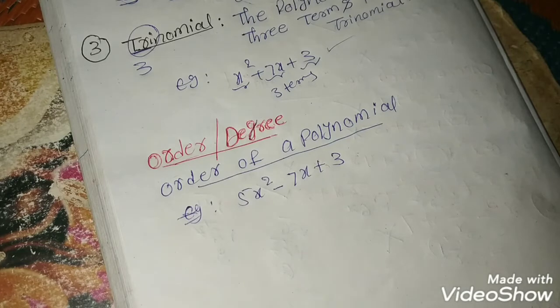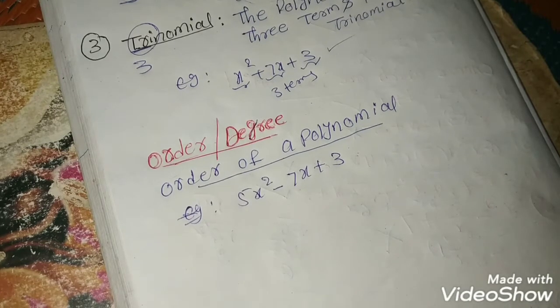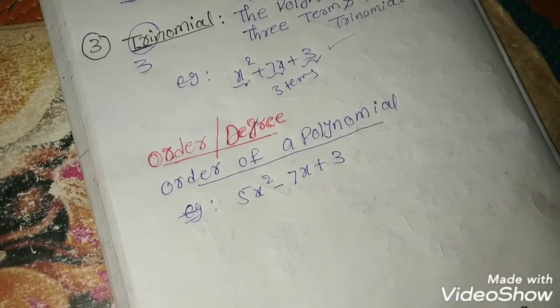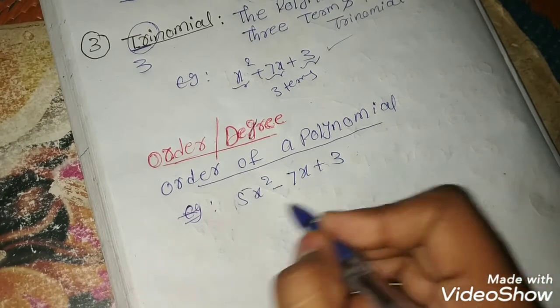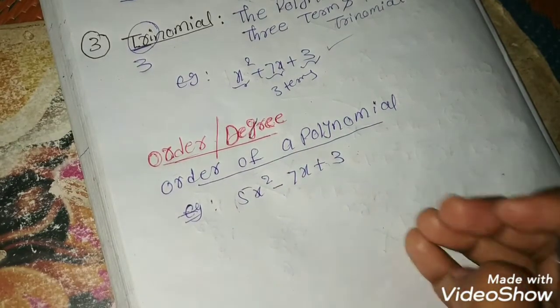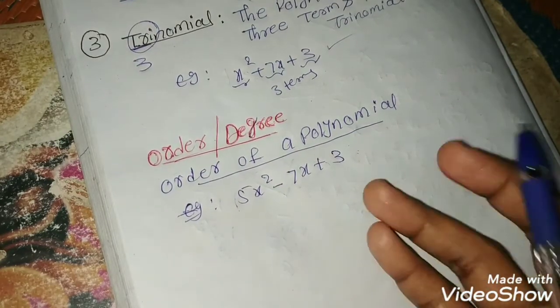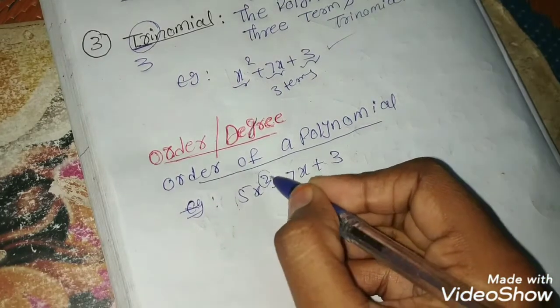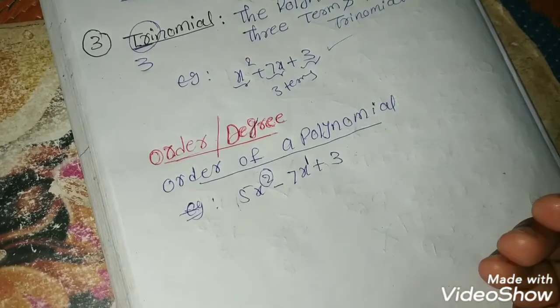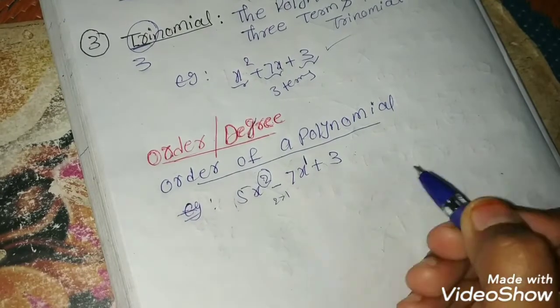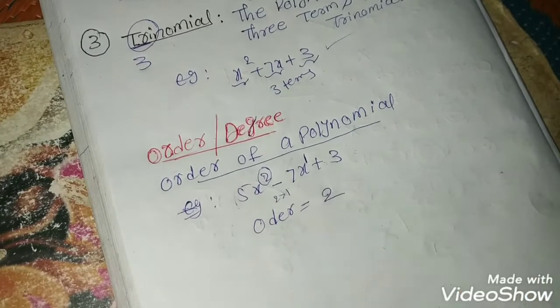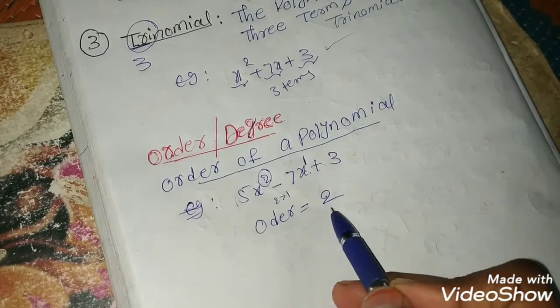The greatest degree of the terms in the polynomial is the degree of the polynomial. That means you have to choose the highest degree, the highest power. Which one is the highest power here? We have 2. We have here 1. So 2 is greater than 1. So definitely we can say the order is 2. The order of this polynomial is 2.